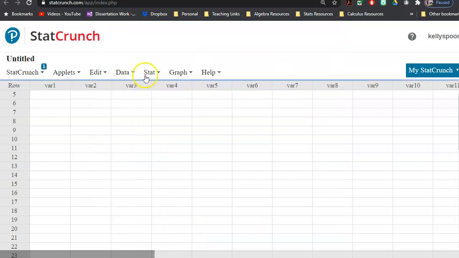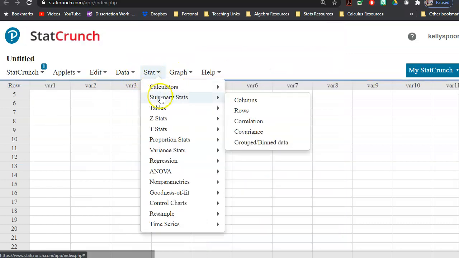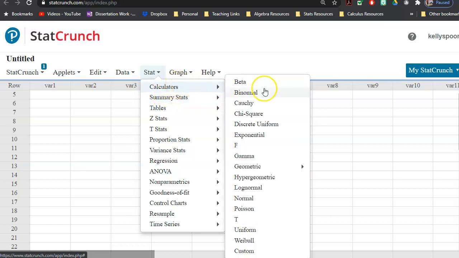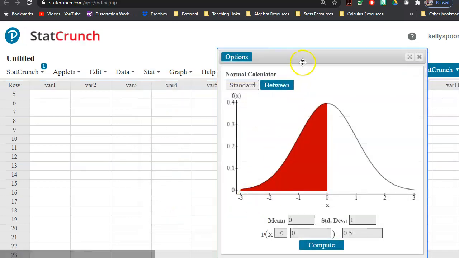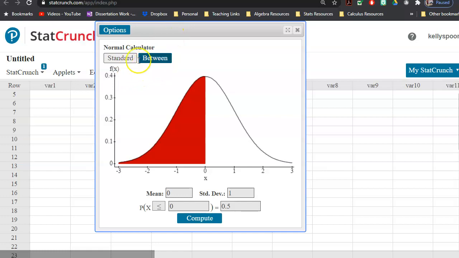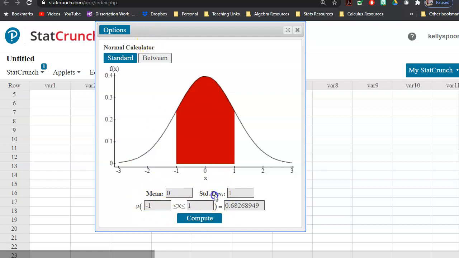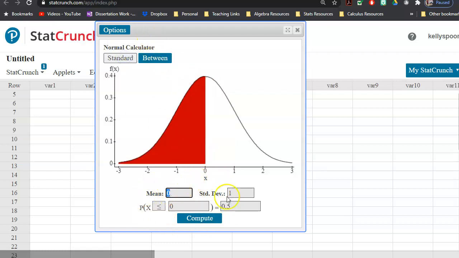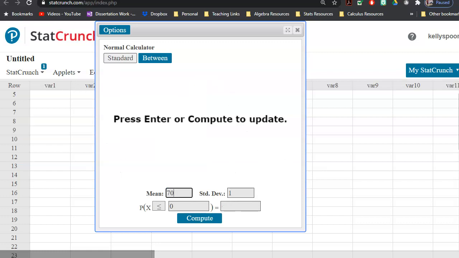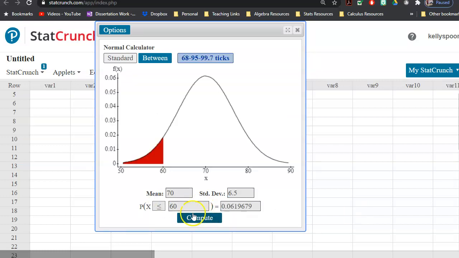Same thing with our normal distribution. We start moving into that direction for the second worksheet of this week. Again, you're going to calculator and normal. And then you can tell it whether we're dealing with, it starts with standard. But if you have between two values, you can do that as well. And you just put in the mean and standard deviation for whatever thing you're working on. So if we have a test where the mean was 70 and the standard deviation was 6.5, we could see what the chances are of scoring less than a 60.